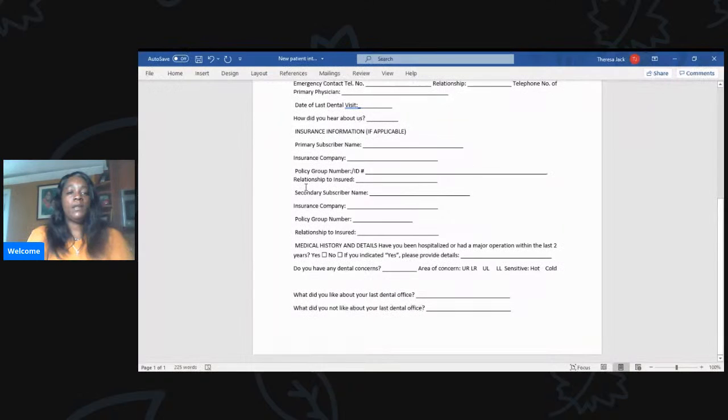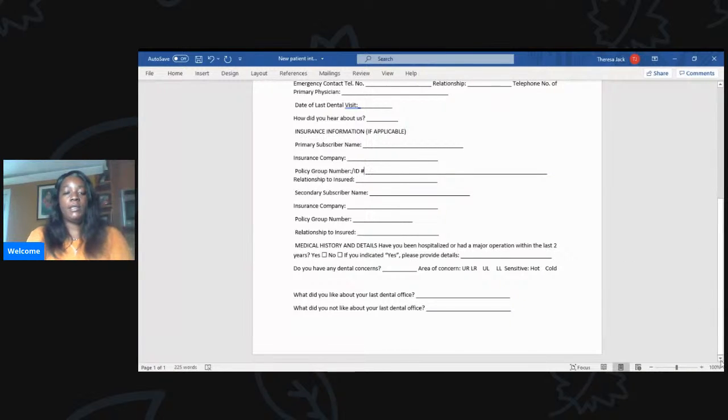So the relationship to the insured, whether that's the husband or the wife, any secondary insurance, this is also good to have before the patient walks into the office, is getting that secondary insurance, because you want to make sure that you verify all of those things too.